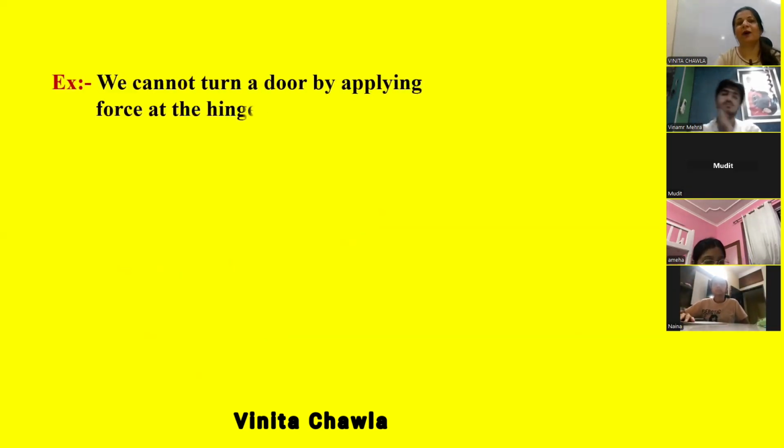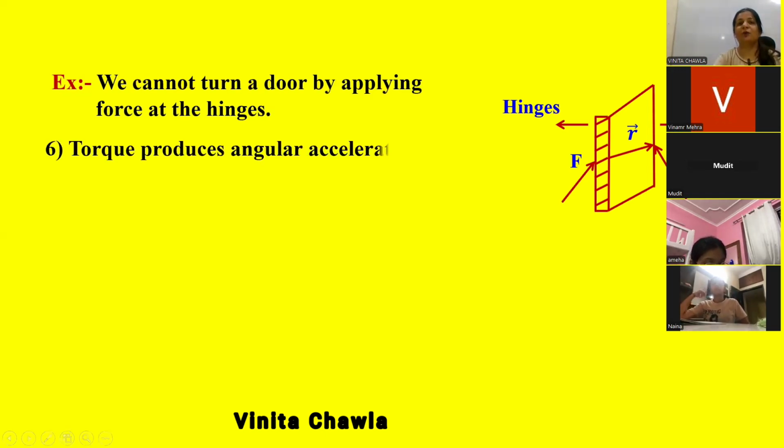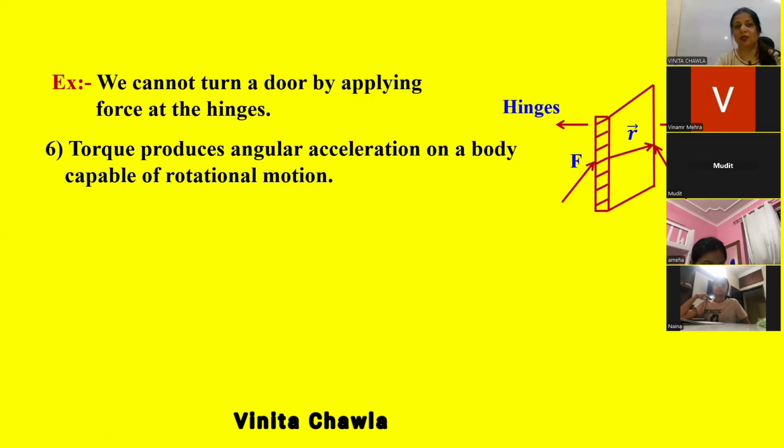We cannot turn a door by applying force at the hinges, है ना? हिंजेस पे अगर हम फोर्स अप्लाई करेंगे तो हम उसको रोटेट नहीं कर सकते, बिकॉज वो आपका एक्सिस ऑफ रोटेशन है and you are applying force at the axis of rotation, right? तब you cannot rotate it. Torque produces angular acceleration on a body capable of rotational motion.